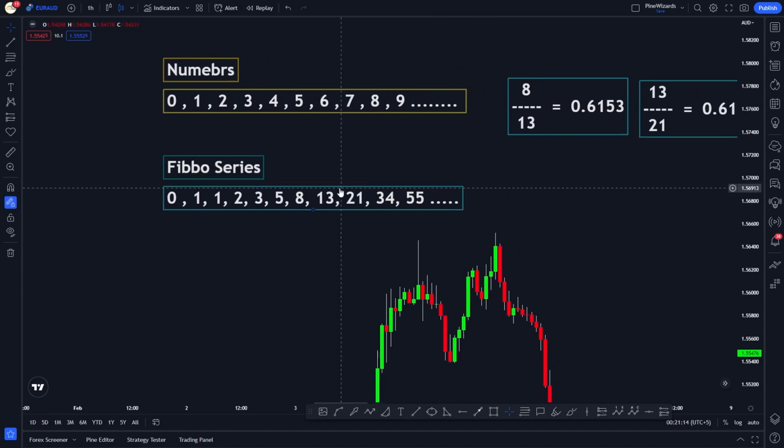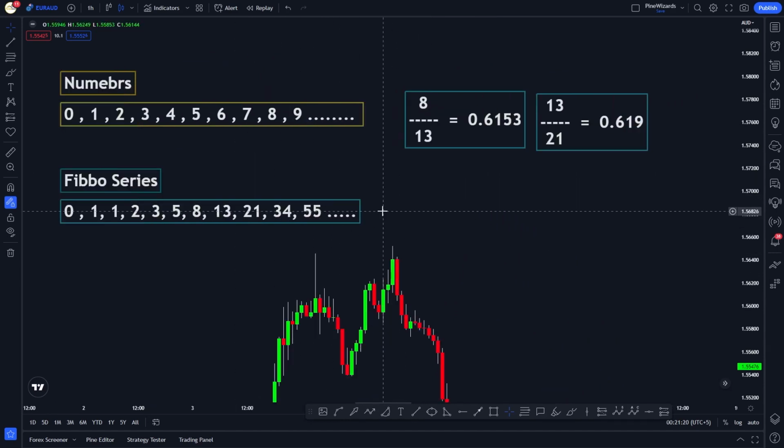So why is it important and why does this matter so much? Now I'm going to tell you about that. If we take any two consecutive numbers in the Fibonacci series, for example 13 and 21, or 8 and 13, and we divide these numbers, for example if we divide 8 by 13, then we would get 0.6153, and if we divide 13 by 21, even then we will get 0.619.